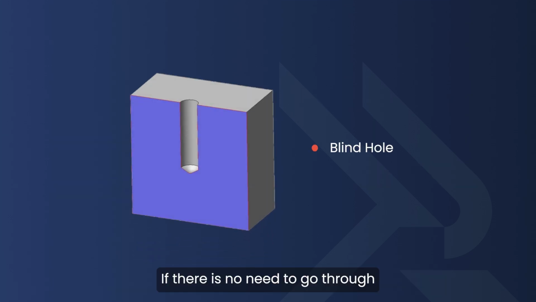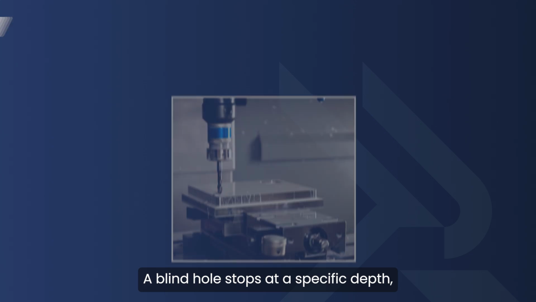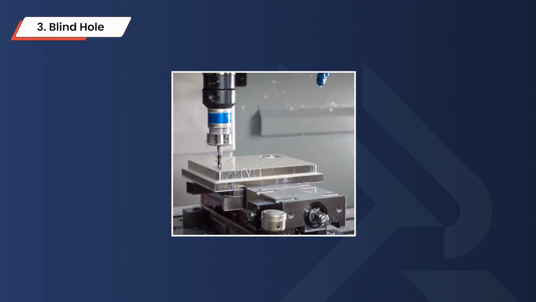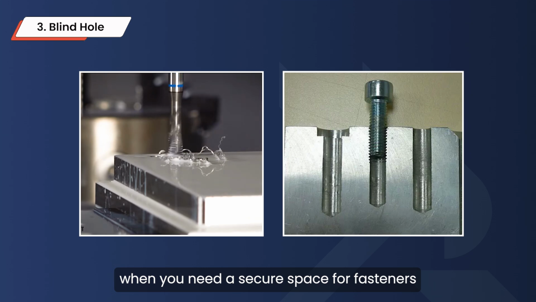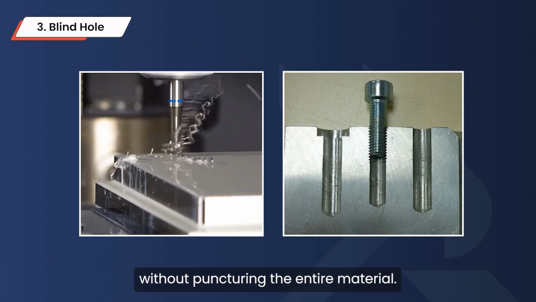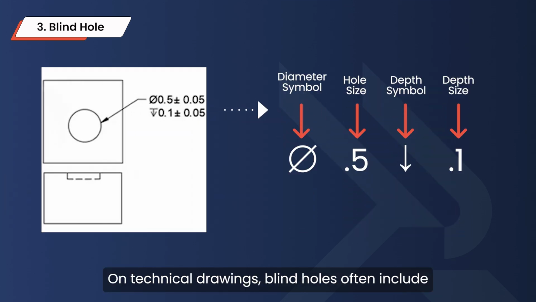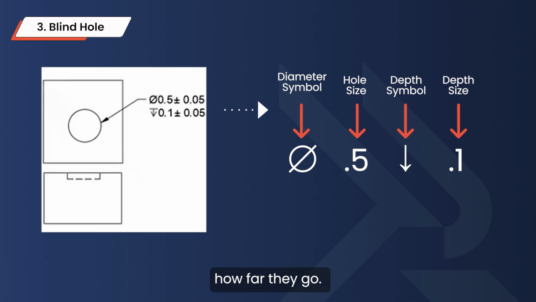If there is no need to go through, this is the blind hole. A blind hole stops at a specific depth, keeping the opposite surface intact. These are useful when you need a secure space for fasteners without puncturing the entire material. On technical drawings, blind holes often include depth symbols to indicate how far they go.